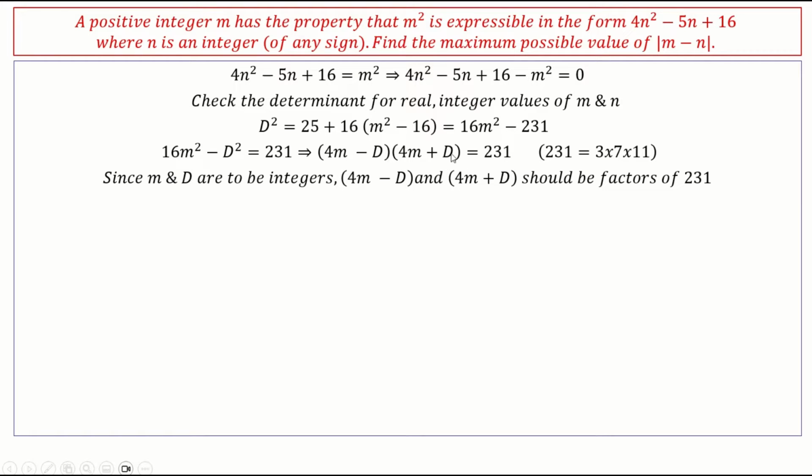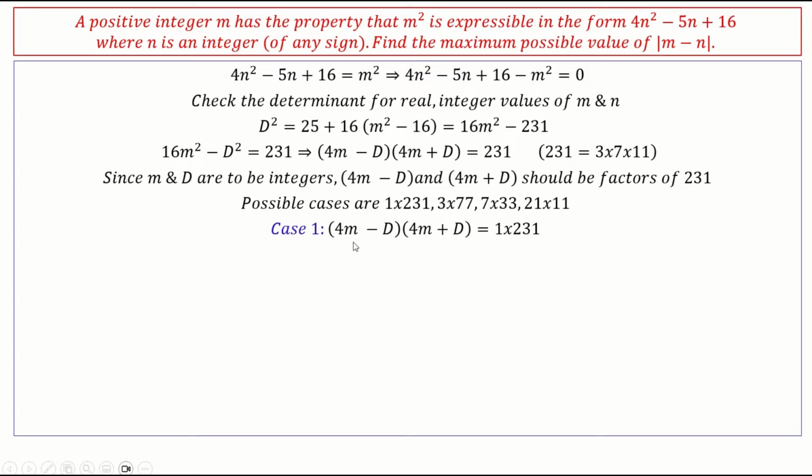4m minus d and 4m plus d should be a product of these factors, right? And of course 1 into 231 is also possible. So let's consider all of them and find out the values. Okay, so possible cases: 231 I can write as 1 into 231, 3 into 77, 7 into 33, 21 into 11. These are the 4 options.